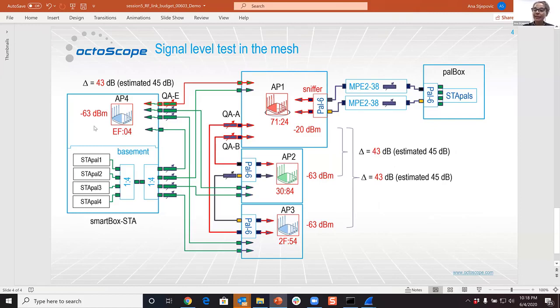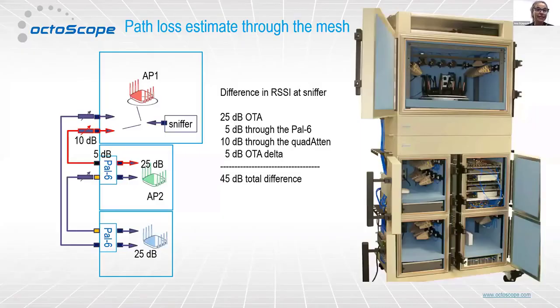So this is how we manage and test and calculate the path loss and delta between the RSSI levels to emulate a real-life scenario. Please let me know if there are any questions.